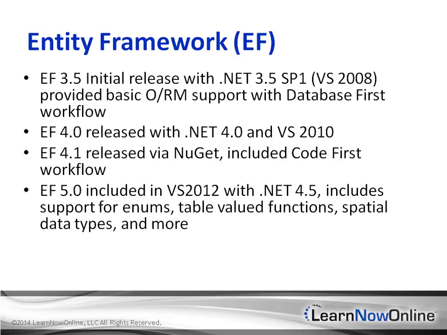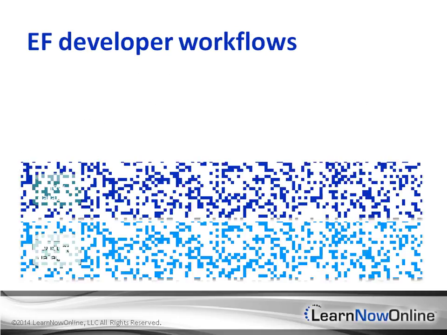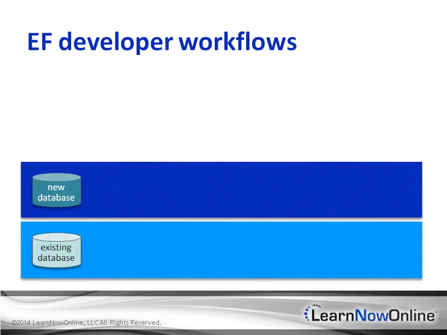EF5 includes a number of different features, such as support for enums, table valued functions, spatial data types, and much, much more. And then EF6 includes asynchronous support, connection resiliency, code-based configuration, and a lot of other features that people were asking for.